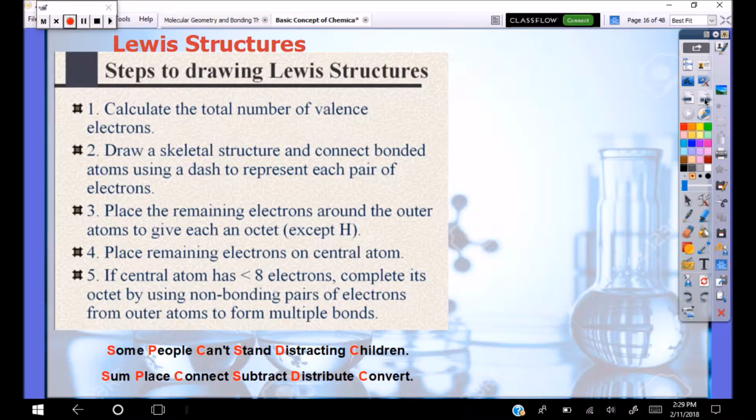The dash represents 2 electrons. We're going to place the remaining electrons around the outer atoms first to give them a complete octet, and then we'll worry about satisfying our central atom. If we have any electrons left over, you put them on the central atom. If not, you will have to move some of those lone pairs from your outer atoms in to form multiple bonds, so things like double or triple bonds. If you use the saying, "some people can't stand distracting children," it's a good way to sum up this process. So: sum, place, connect, subtract, distribute, and then convert.